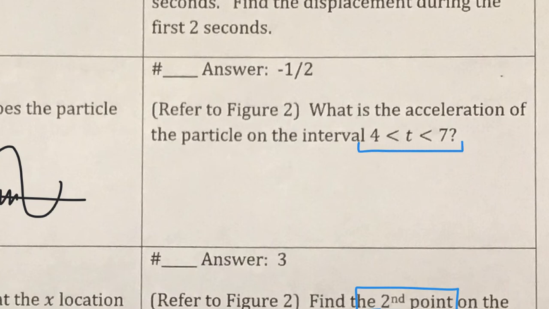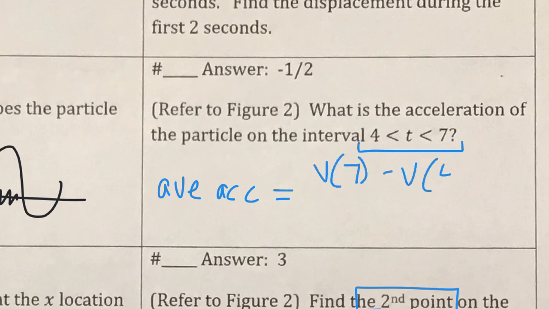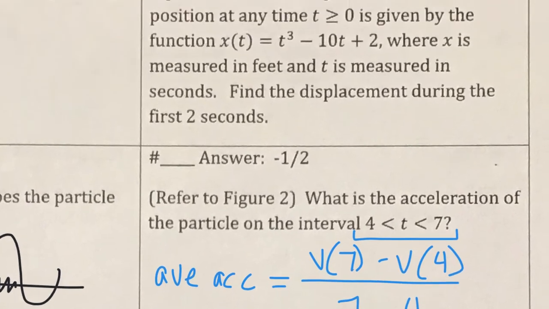What is the acceleration on this interval? Okay, so we need to know, when it's talking about acceleration on an interval, they want average acceleration. Okay, and to find average acceleration, we do the velocity at time 7 minus the velocity at time 4. Okay, so this is a slope formula, right? Velocity at 7 minus velocity at 4 over 7 minus 4. So we're getting the y values, right? This is going to be a y value from your graph, and this is a y value from your graph also. Okay, acceleration on an interval is a slope problem.